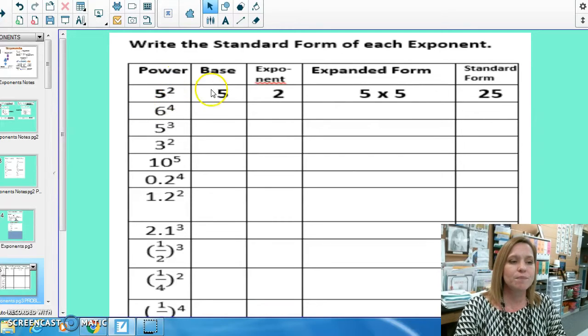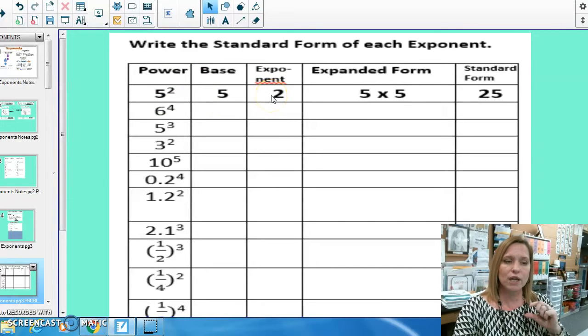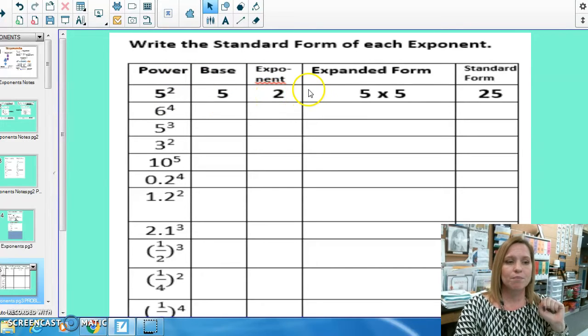And so identify the base first. Base is the large number, which is 5. What's the exponent? 2. It's a little raised number. So what does that mean? You take the base 5 and you're going to multiply it together by itself twice. 5 times 5. Okay, put that in a calculator or use a multiplication table. 5 times 5, your final answer is 25.